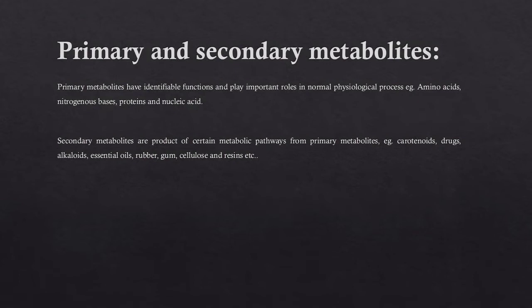Which can be produced by plants and algae as well, and even some bacteria are involved here. And drugs, alkaloids, essential oils, rubber, gum, cellulose, and resins, etc. Now, when I talk about alkaloids, they are poisonous substances that are found in some plants, and these alkaloids can also be used in drugs. Okay, so we studied the two metabolites, primary and secondary.